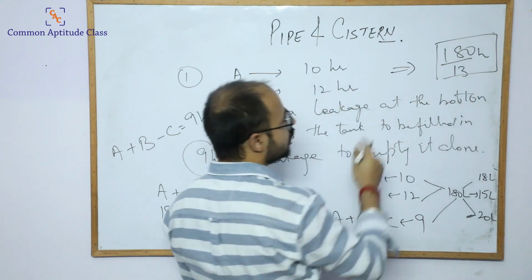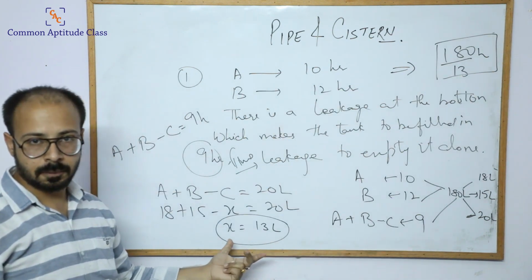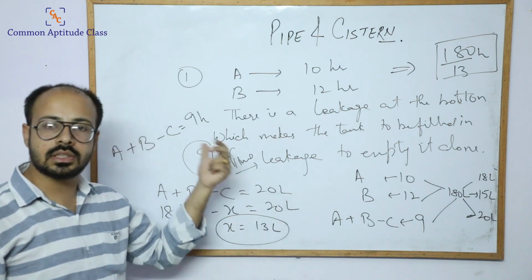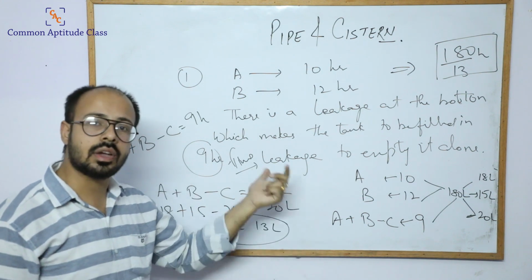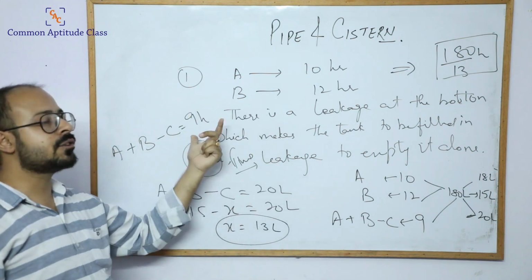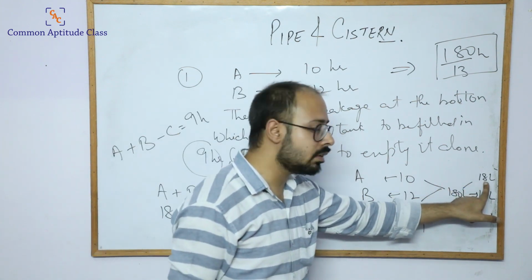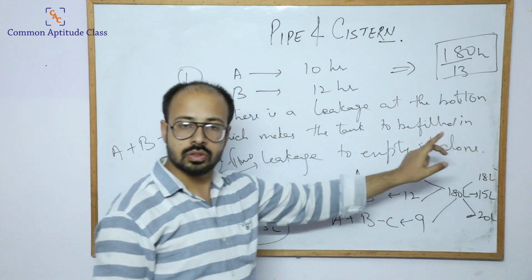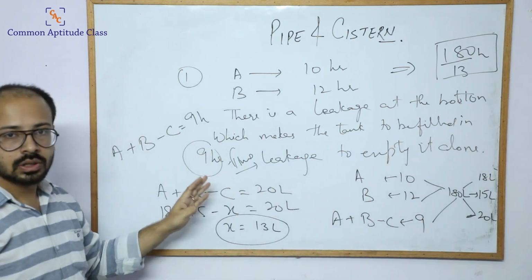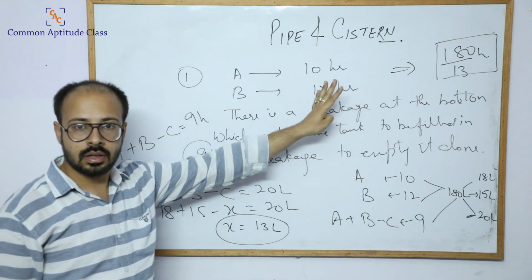Till now done. These are the questions which they used to ask in pipes and cisterns. The efficiency rule goes the same as in time and work, where the efficiency of taps remains the same. We can apply it accordingly. If it says A is twice as efficient as B, that means if B fills 15, A will fill 30. This is how we can do it. I hope till now you are done with pipes and cisterns. Thank you.